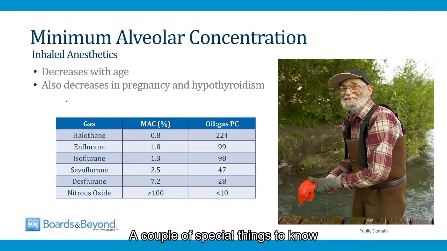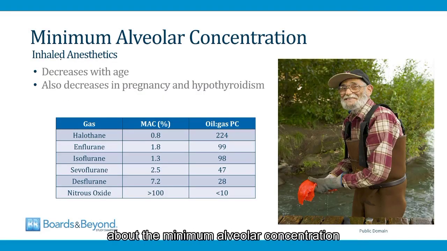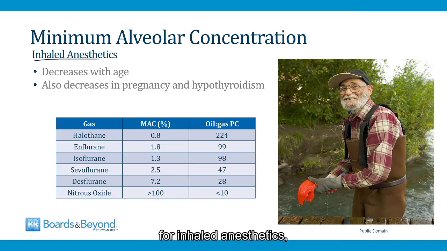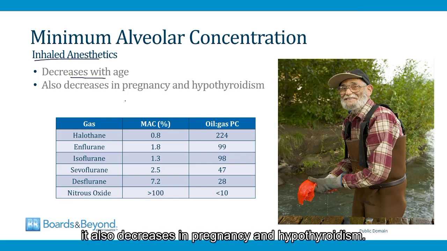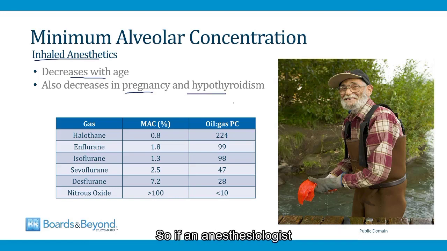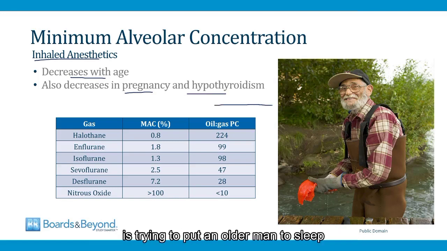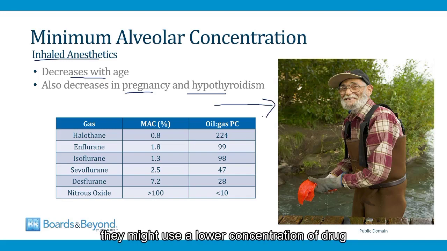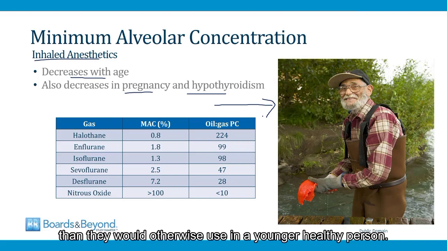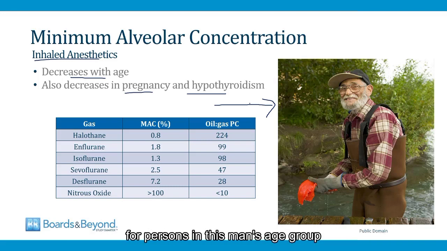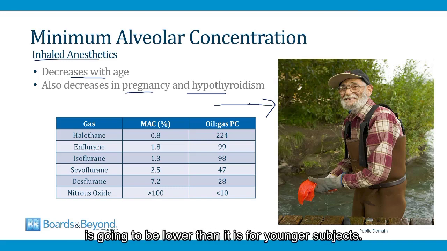A couple of special things to know about the minimum alveolar concentration for inhaled anesthetics. The MAC decreases with age. It also decreases in pregnancy and hypothyroidism. So if an anesthesiologist is trying to put an older man to sleep, like this man shown in the picture here, they might use a lower concentration of drug than they would otherwise use in a younger healthy person, and that's because the MAC for persons in this man's age group is going to be lower than it is for younger subjects.